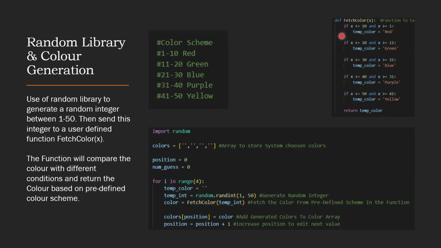What it does is take this randomly generated integer, match it with this color scheme right here, and then return the color name. For example, the system generates 27. 27 is greater than 21 and less than 30, so the color that will be selected is blue. And then the program will simply add that generated color into our colors array.